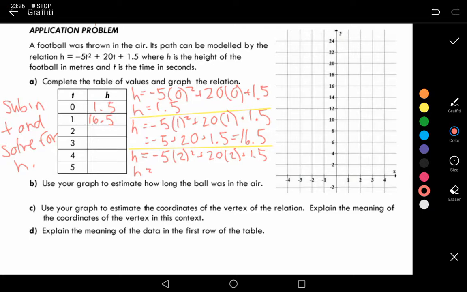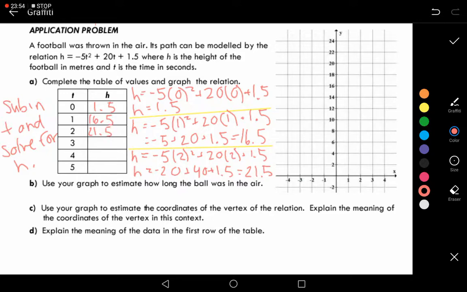So 2 squared is 4, right? 4 times negative 5 is negative 20. 20 times 2 is 40, plus 1.5. And that will give us 21.5. So again, we'd plug that in over here, 21.5.